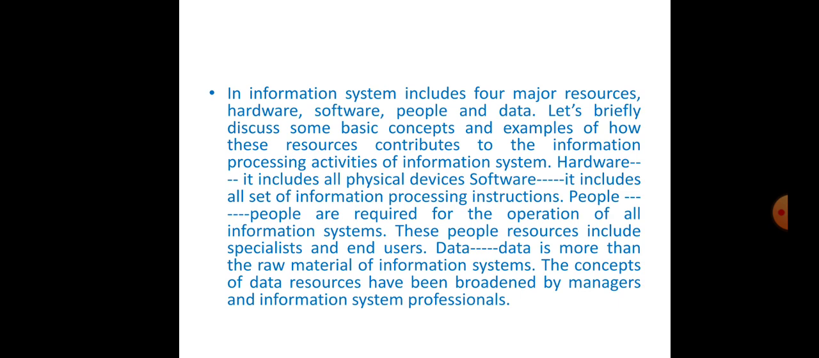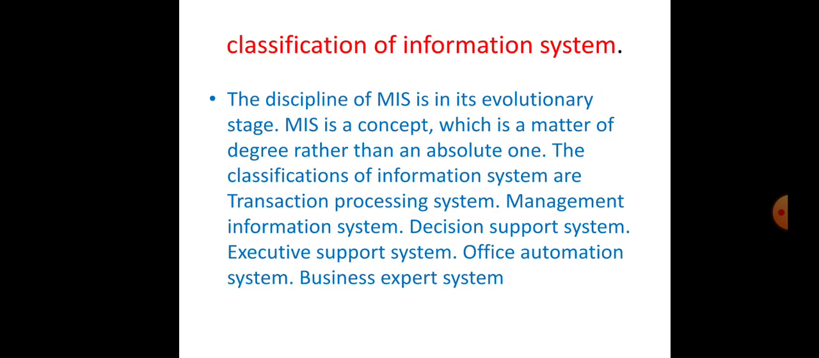Let's briefly discuss some basic concepts and examples of how these resources contribute to the information processing activities of an information system. For example, the first one, hardware, includes all physical devices, and software includes all sets of information processing instructions. People are required for the operation of all information systems, and these people resources include specialists and end users. Then data is more than the raw material of information systems, and the concept of data resources has been broadened by managers and information system professionals.